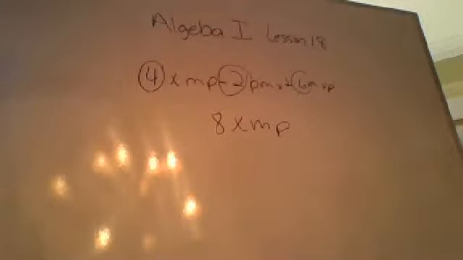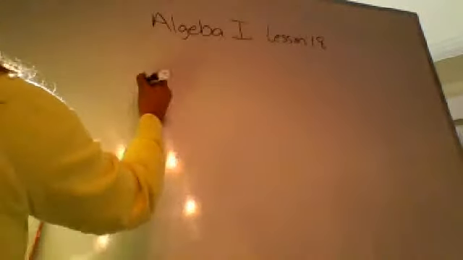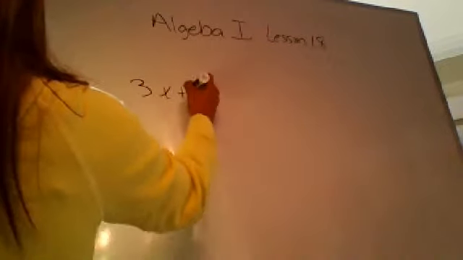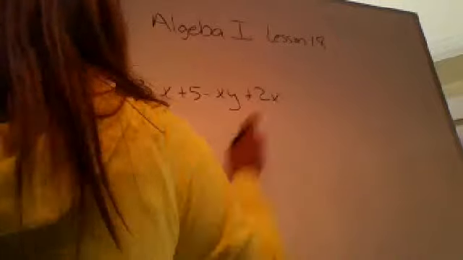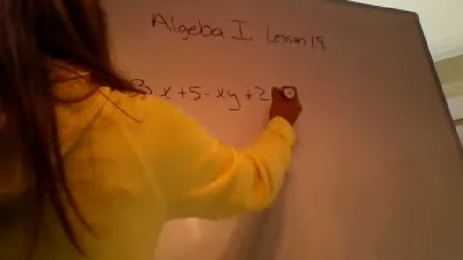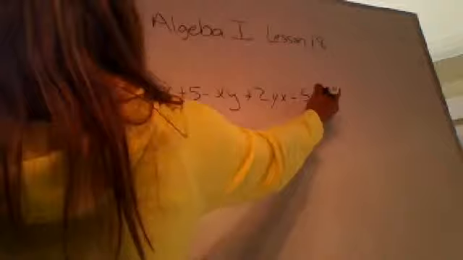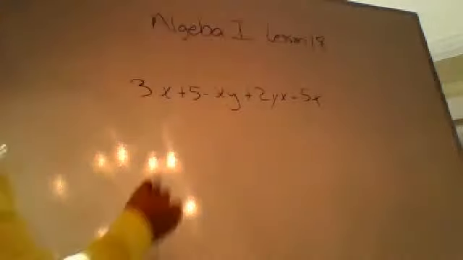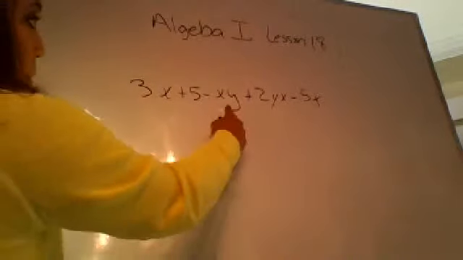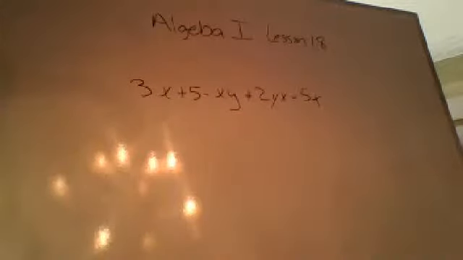So let's go straight to the examples and look at example 18.1. It says let's simplify by adding like terms. So we've got 3x plus 5 minus xy plus 2yx minus 5x. Basically we have to look at these. How many terms do we have here? We have 1, 2, 3, 4, 5. We've got to determine which ones are like.